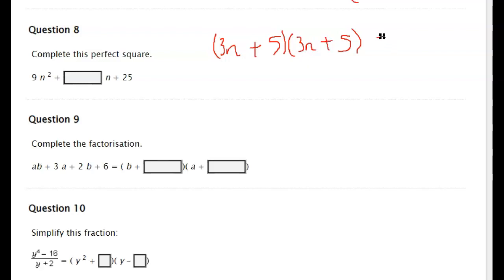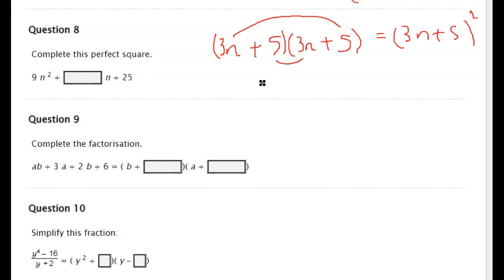Okay, so basically your perfect square is (3n + 5) squared. But we need to work out what this coefficient of n is. So we're just going to expand the brackets. As I said before, the 9n squared comes from this first term, 3n times 3n gives you 9n squared. This last term comes from multiplying your 5 and your 5. But what we haven't done is 3n times 5 and 5 times 3n.